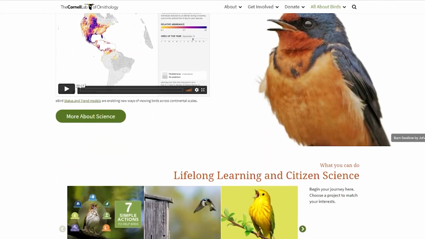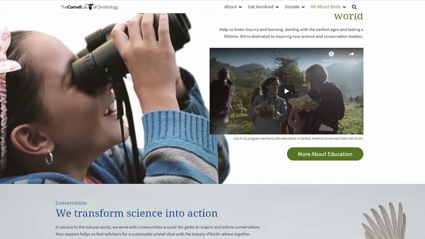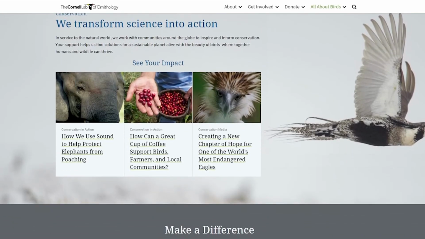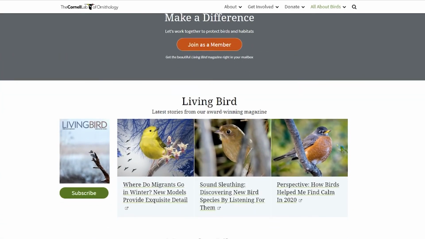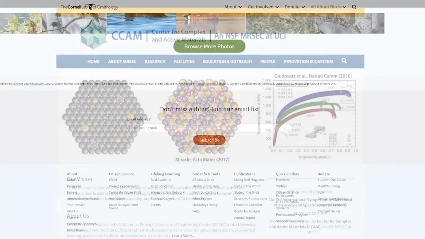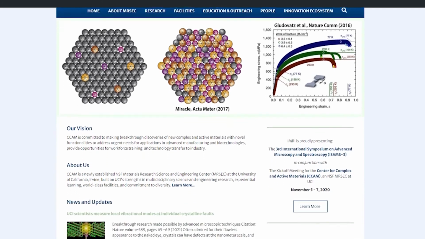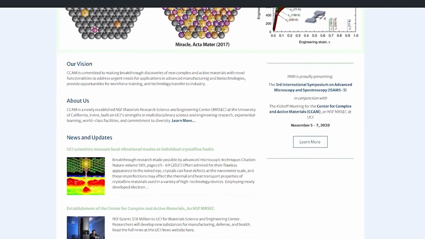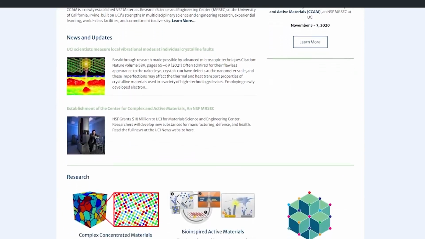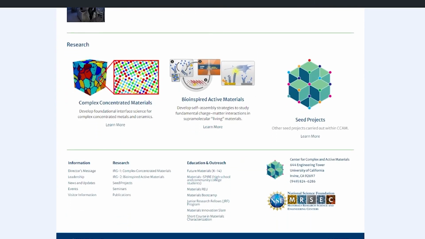And if you're interested in learning more, one of the best resources there are is the Cornell Lab of Ornithology. So stop on over there, take a look through their vast archives. If you're interested in our own research here at UC Irvine, a great resource is the Center for Complex and Active Materials, where we study the smallest things and learn how they make a big difference on a larger scale. A lot like these feathers that we just explored.